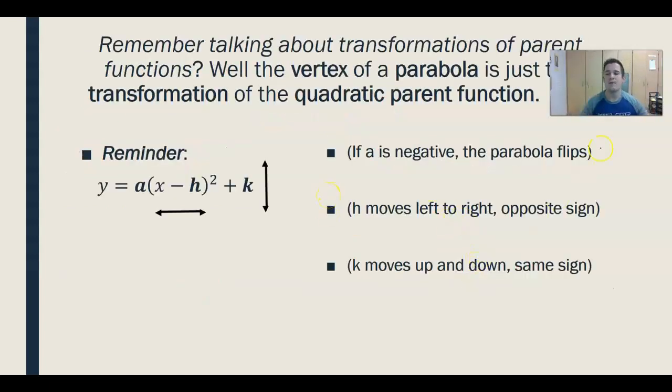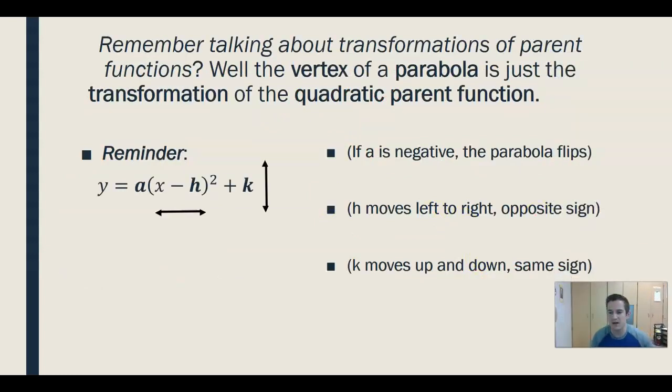So remember, I want you to make a comparison here, make a relationship. Remember when we were talking about transformations of parent functions, I talked about how inside the parentheses causes the graph to move left or right, and outside the parentheses causes the graph to move up and down. And then the number out front would affect how fat or skinny it is, and if it was negative, it would flip it upside down. So we talked about that with a bunch of different kinds of functions. It continues to apply with this quadratic function in this form.